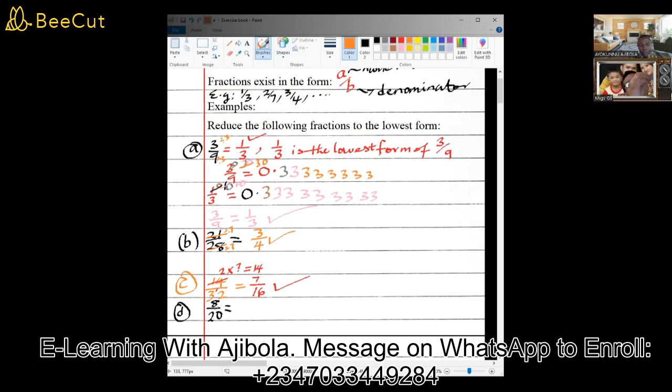2 is the smallest number I can use apart from 1. So how many 2 is in 8, Miggy? If you count 8, 1, 2, 3, 4, 5, 6, 7, 8. How many 2 can you see there? Let's count. 1, 2, 3, 4. So how many 2 is in 8?